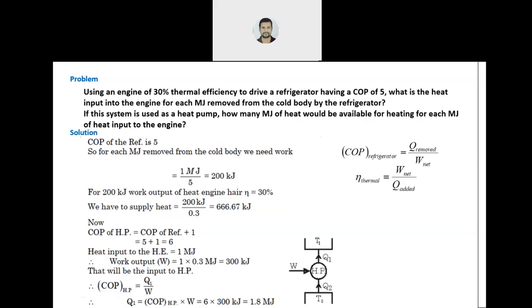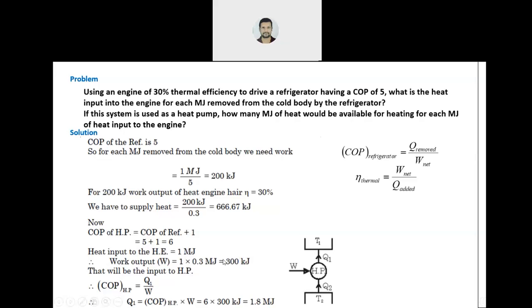Or in terms of efficiency, it is represented as W net by Q added. Okay, so W net will be how much? Efficiency times Q added. What is the Q added? 1 megajoule. What is the efficiency? 30%. So work output will be 300 kilojoule.